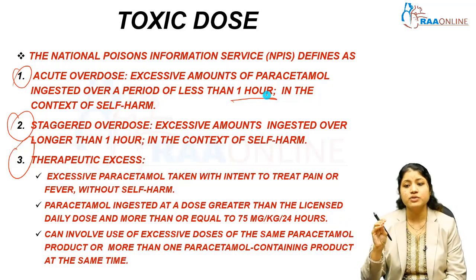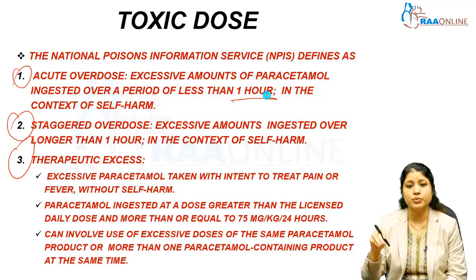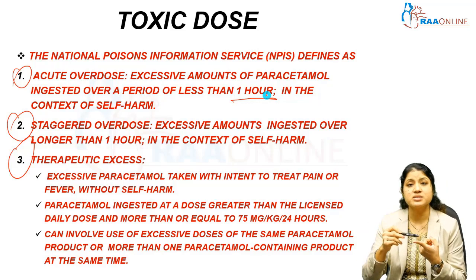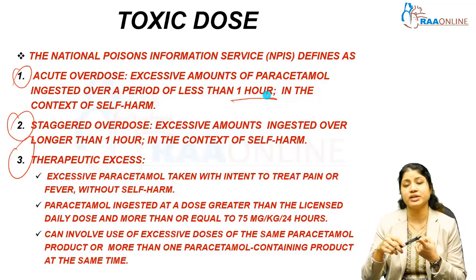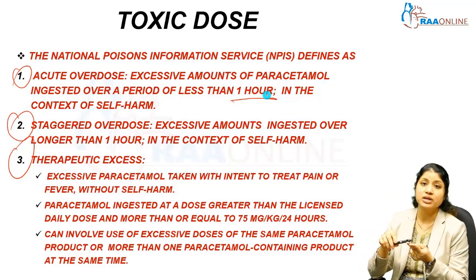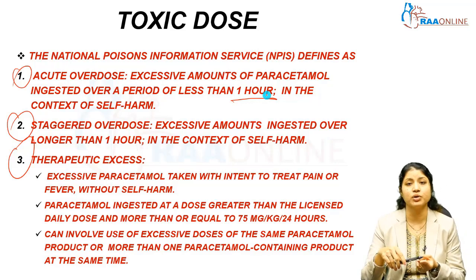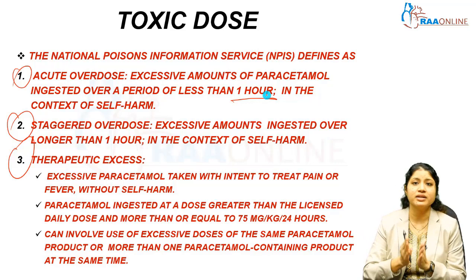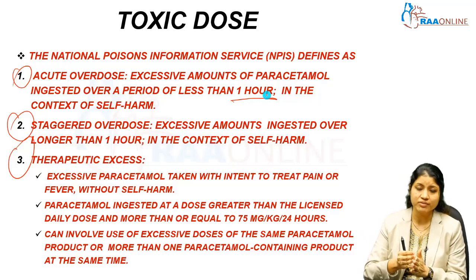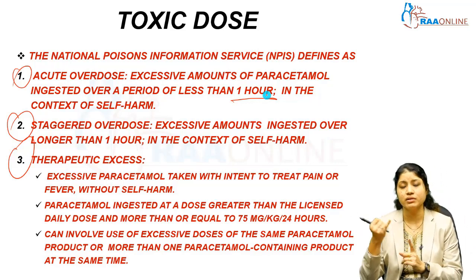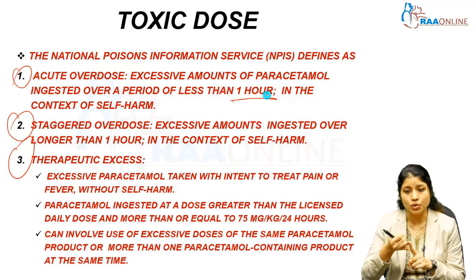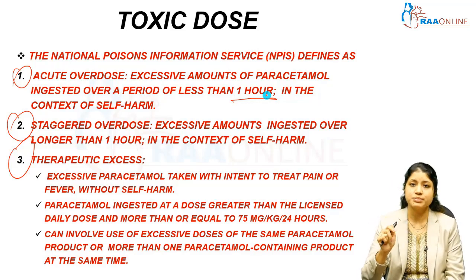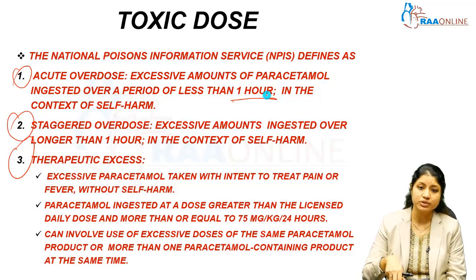This can involve use of an excessive dose of the same paracetamol product or more than one paracetamol-containing product. Like we know, paracetamol comes in combination with diphenhydramine in the form of Cinaricet. Paracetamol comes in combination with tramadol as the paracetamol-tramadol combination. So it's not just the generic paracetamol or APAP which you give. It is in combination with antihistamines or non-opioid analgesics. When you give them, your licensed dose is limited to 75 mg per kg for 24 hours.